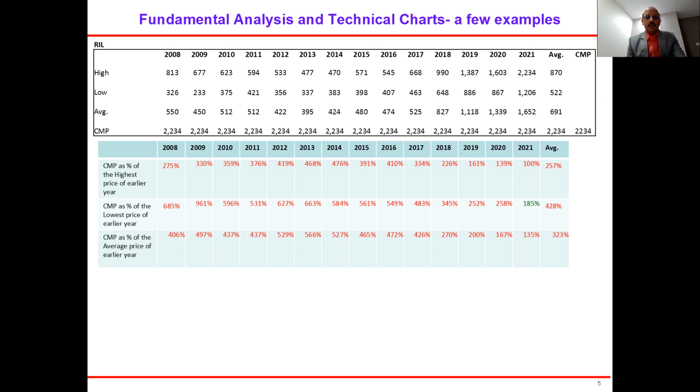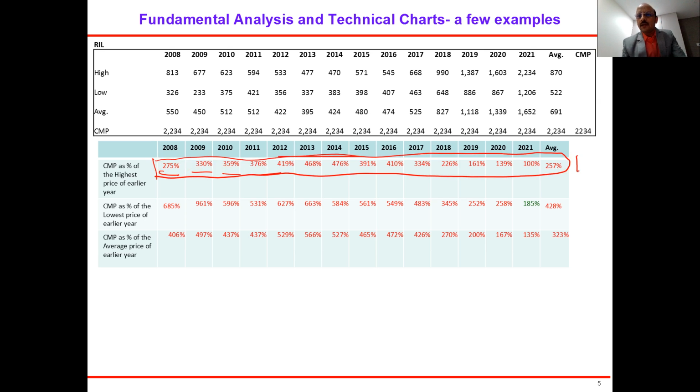Now if we plot this and compare the ratios, what is the current market price vis-a-vis the 2008 low, high? It's showing 275% versus 2009 highest of 330%, 359%. So all the ratios look very high. The company's price is already overpriced, it looks like, from this chart. So it is coming into the red zone. Similarly, if we compare the CMP versus the lowest price of earlier years, it has increased by 685%, 961%.